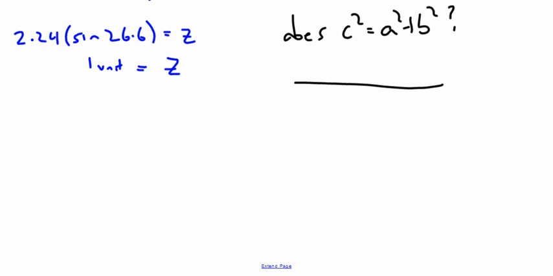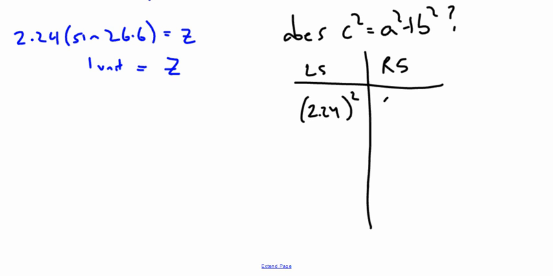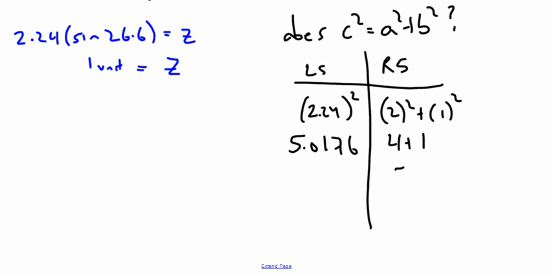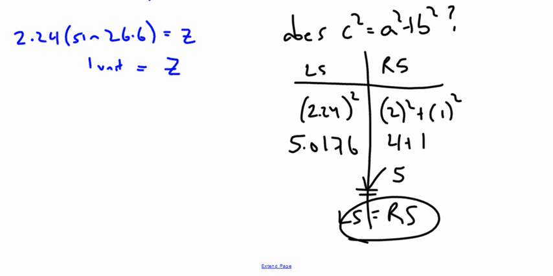So I'm going to set up a left side, right side table. On the left side, I have c squared, so that would be 2.24 squared. On the right side, I have a squared plus b squared. So let's see what we get. 2.24 squared is 5.0176. This is 4 plus 1 is 5. And because of rounding, I'm pretty confident that this works. So I think my answer is right, that I've solved for x, y, and z properly.